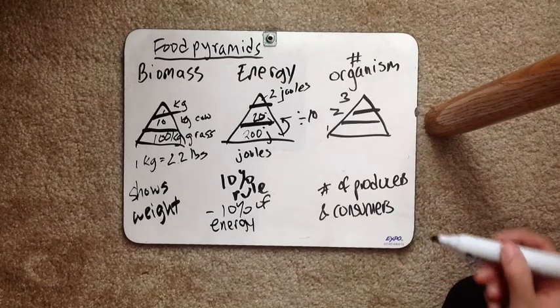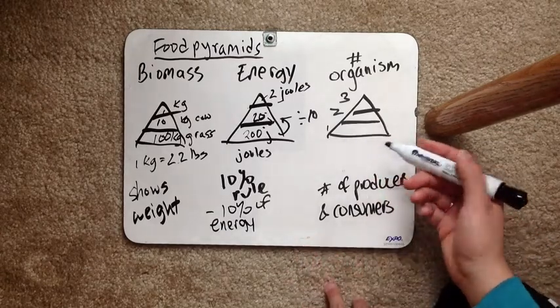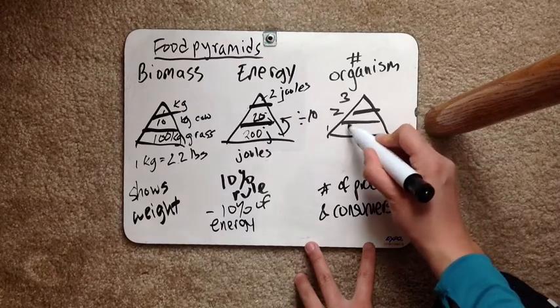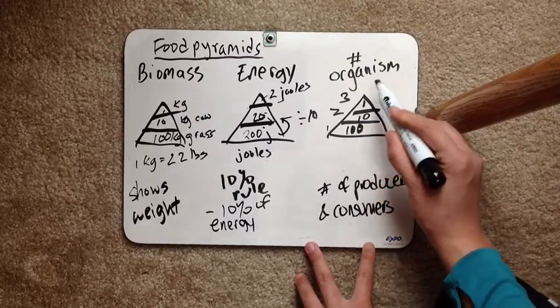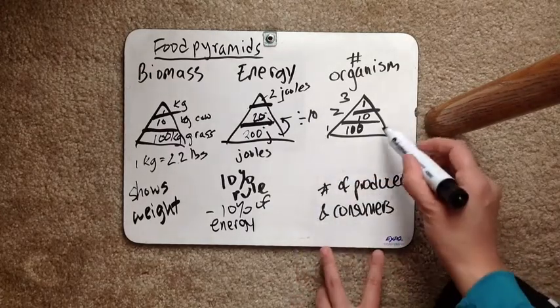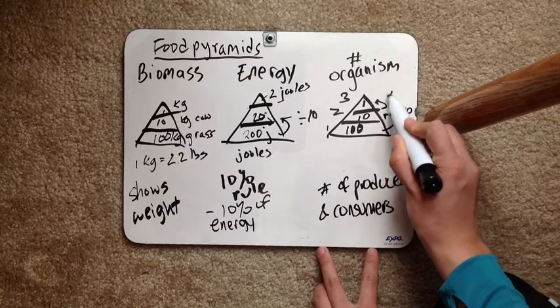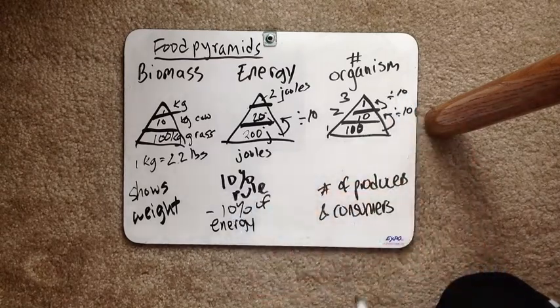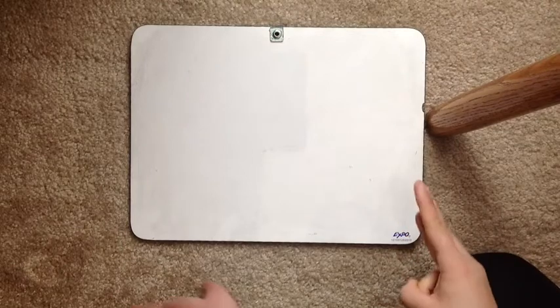Lastly, for the number of organisms, this relates to how much an ecosystem, an area that has both living and non-living things, can support. If we have 100 blades of grass, that can support 10 cows, which could support 1 human. So note, every time we go up, we're always going to divide by 10. And these are just showing 3 different ways that a food pyramid can show. So far we've covered food pyramids, food chains, and food webs.